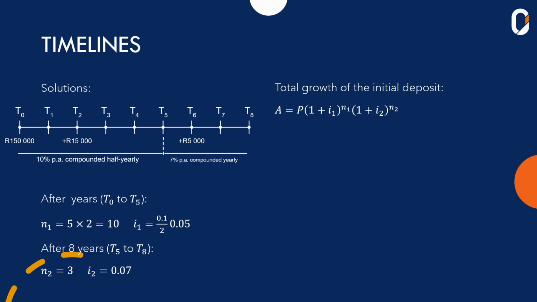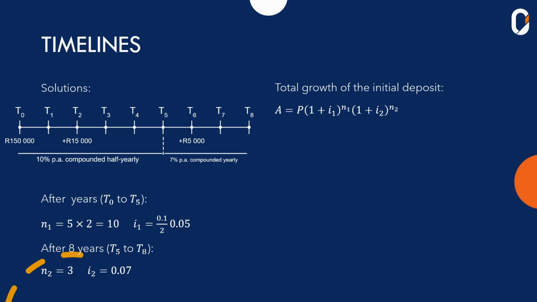We're going to introduce our compound interest formula, which is A is equal to P, 1 plus I1 to the power N1, multiplied by 1 plus I2 to the power N2. Notice that here we have two 1 plus I to the power N's. That is because we have two different interest rates. If we had three different interest rates, those would have been three. But in this case, there are 2. The first we'll label I1 and N1, the second I2 and N2, as I have done.